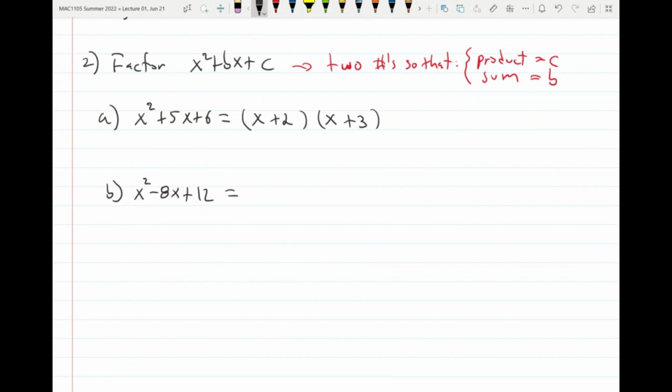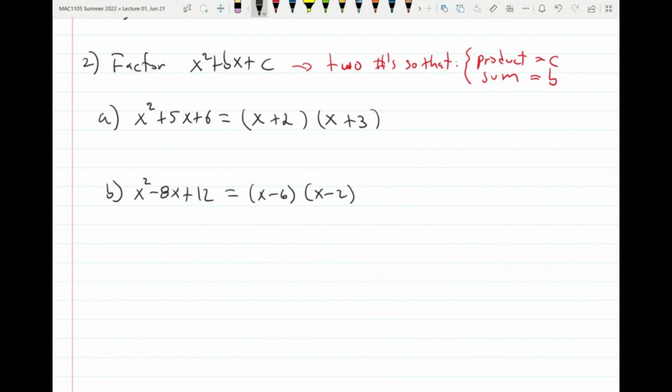-6 and -2. So -6 and -2. Okay, good. X minus 6, x minus 2. So remember, since the product has to be positive 12, that means that the two numbers have to have the same sign, right? If they have different signs, then you're going to get a negative product, and that doesn't make sense.